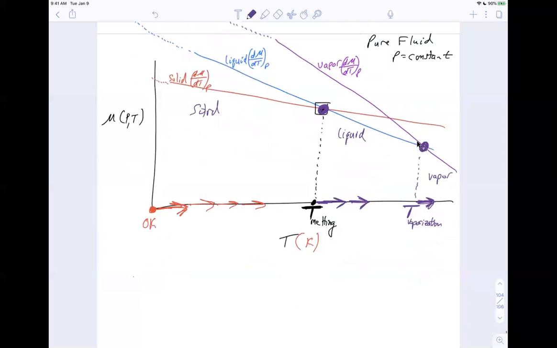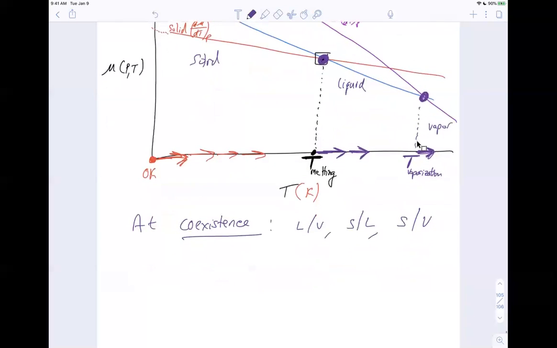So at coexistence, that means you have liquid vapor, solid liquid, or solid vapor. Okay, you have both phases in existence in your system at equilibrium. Chemical potentials of molecules in both phases are equal. Okay, so the chemical potential of a molecule in either phase is the same.